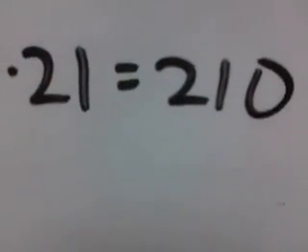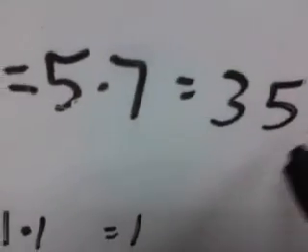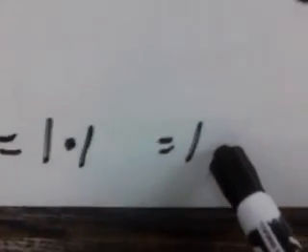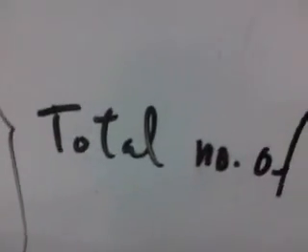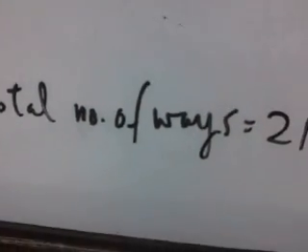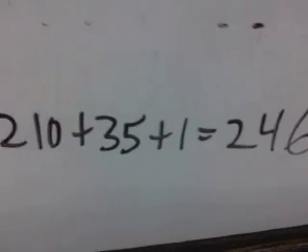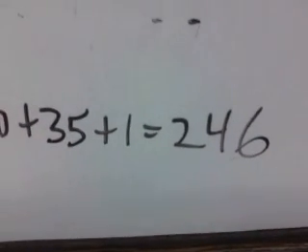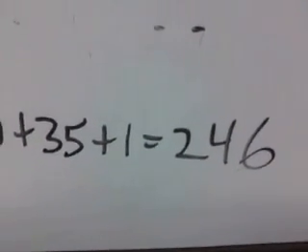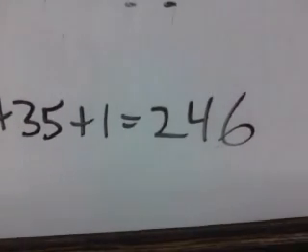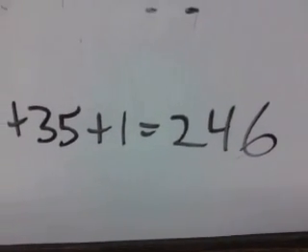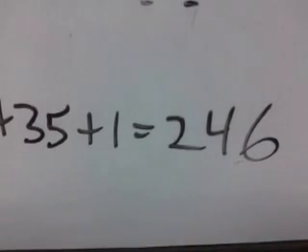So then I had to add those 3 numbers together: the 210 ways plus the 35 ways plus the 1 way would give me a total of 246 ways. So the total number of ways in this case was equal to 210 plus 35 plus 1, which equals 246. So there would be 246 different ways the inspector could select the plants in this case.